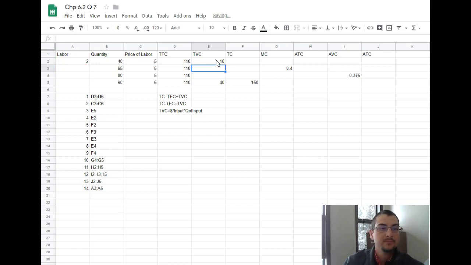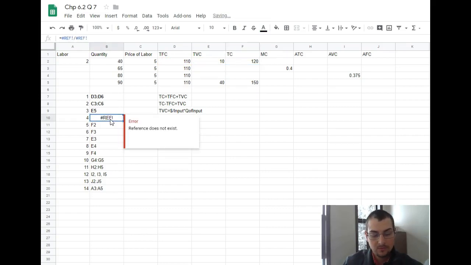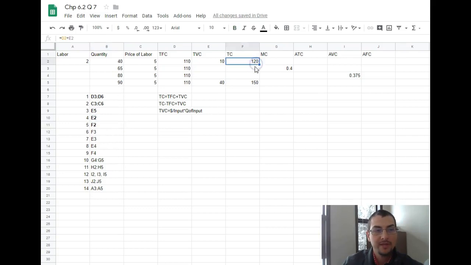That gives us our total variable cost at that point. Now let's calculate total cost on this same line. We know total cost is total fixed cost plus total variable cost, so we can say that equals total fixed cost plus total variable cost. And we now know that. I'm going to mark off those two as we keep going down.